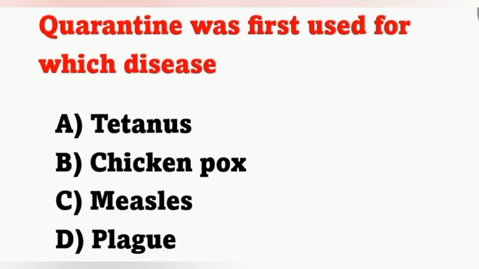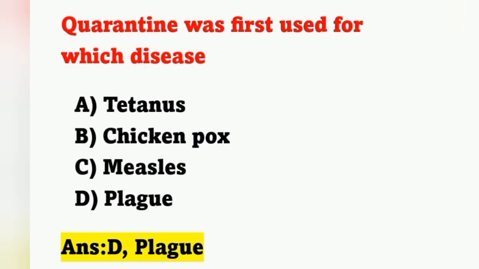And the next question, quarantine was first used for which disease? Options: option A tetanus, option B chickenpox, option C measles, option D plague. Quarantine was first used in plague. Option D is the correct answer. Quarantine means we are separating the patient for a particular period of time to cure a particular disease. Here correct answer is option D.